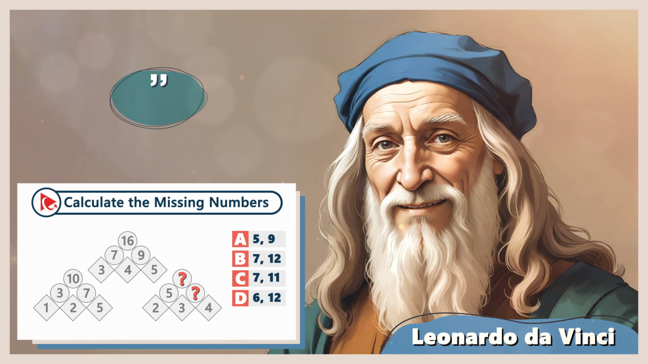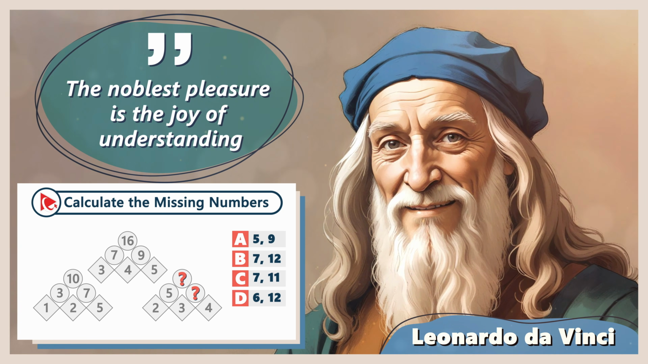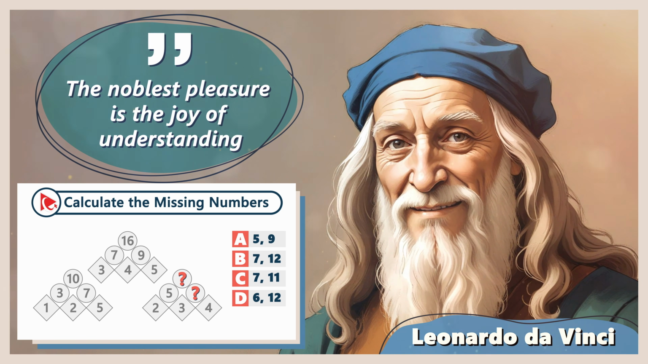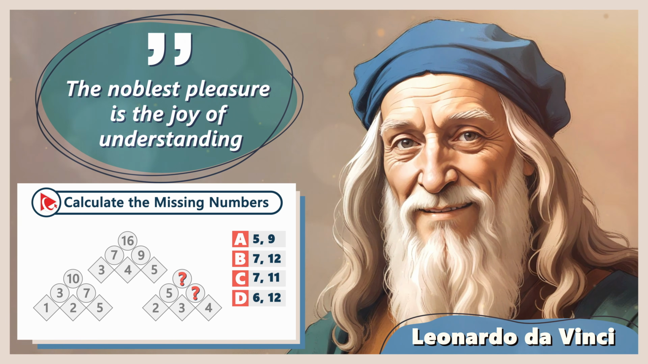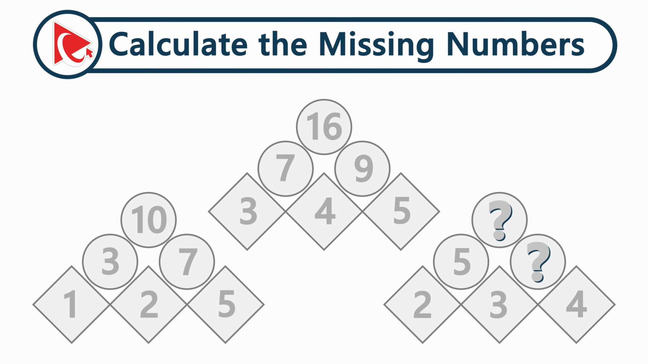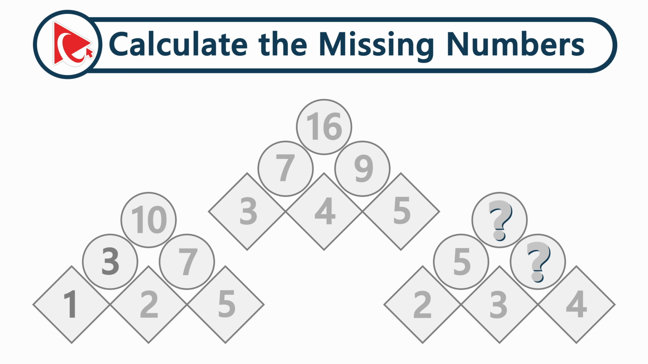Leonardo da Vinci once noted, "The noblest pleasure is the joy of understanding." To truly understand and innovate with this question, we must approach the problem with a creative mindset, finding joy in exploring new perspectives. You're presented with the cool-looking shape. It's a pyramid, consisting of diamonds and circles. The first shape has numbers 3, 1, 2, 5, 7, and 10. The second shape has numbers 7, 3, 4, 5, 9, and 16.